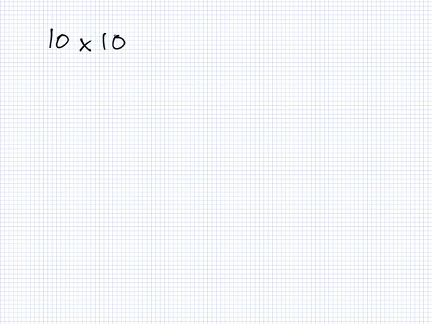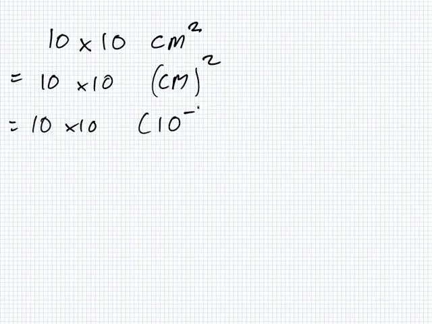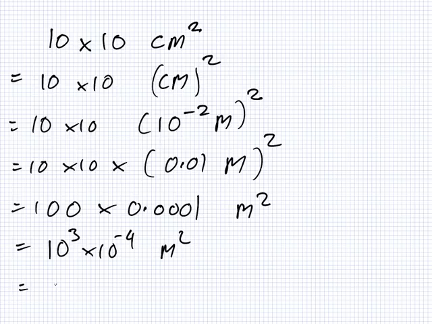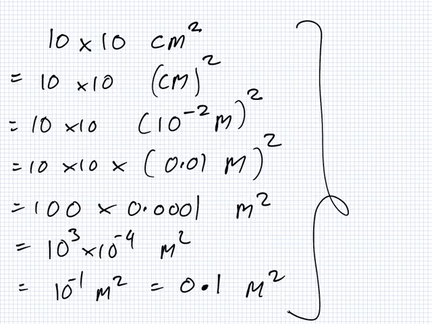10 by 10 centimeters squared. That's 10 by 10, 10 to the minus 2 meters squared. That's 10 by 10 by 0.01 meters squared. That's 10 by 10 is 100 by 0.0001 meter squared. Or to make it a bit easier, that's 10 to the 3 and 10 to the minus 4. What's that? 10 to the minus 1 meter squared. So you are correct. It is 0.1 meter squared. But you must do it like this in the exam to get the marks. You don't need every single step. 0.1 meter squared.